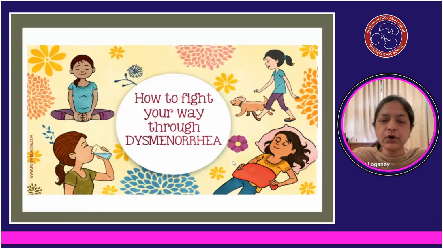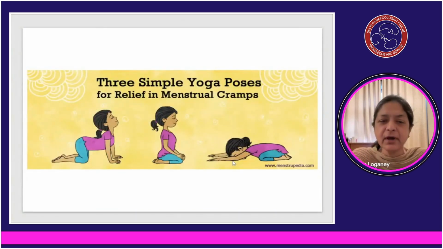Next, please. So in this slide, you can see what are the ways to fight through dysmenorrhea. There's a girl who's walking. She's using the hot water bottle. Hydration should be maintained. Some amount of meditation and yoga is being done. Go on to the next. And these are the simple yoga poses that help to relieve the menstrual cramps.